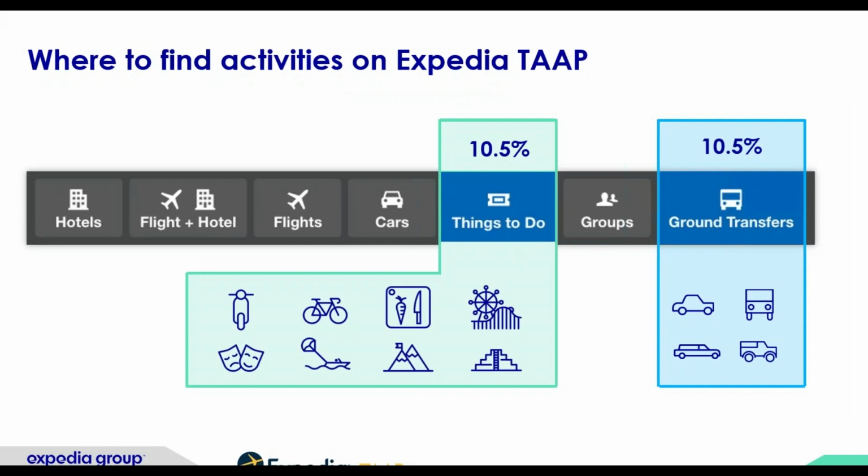So how do you find these on Expedia TAAP? The ground transfer button will give you the private and shared transportation options. All other activities, such as the tours and excursions, will be under the Things to Do tab. And remember, you earn at least 10.5% on all activities. You earn even more per booking as you progress to higher tiers.